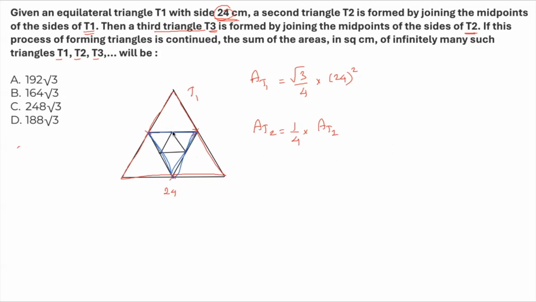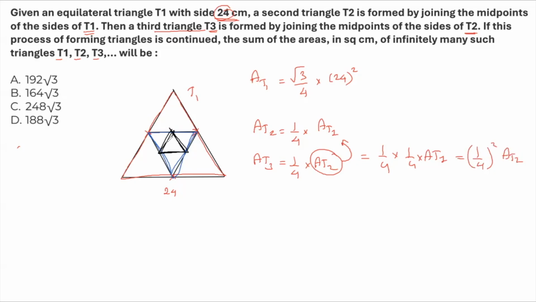Now, joining the midpoints of the sides of T2, we construct another triangle T3. You can see it in black. For the triangle T3, we have formed it by joining the midpoints of T2. So, the area of the triangle T3 is 1/4 the area of the triangle T2, right? But area of T2 we have already seen previously. It is 1/4 the area of T1. So, here I can substitute 1/4 area of T1. So, area of T3 becomes 1/4 into 1/4 the area of T1. This becomes 1/4 square of the area of triangle T1.